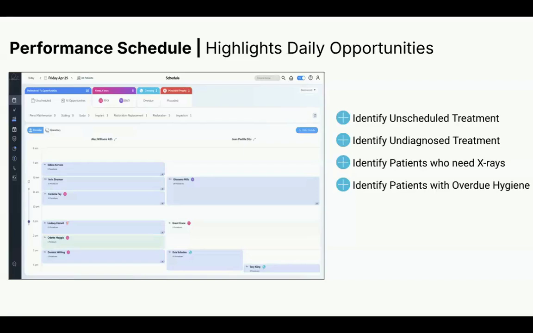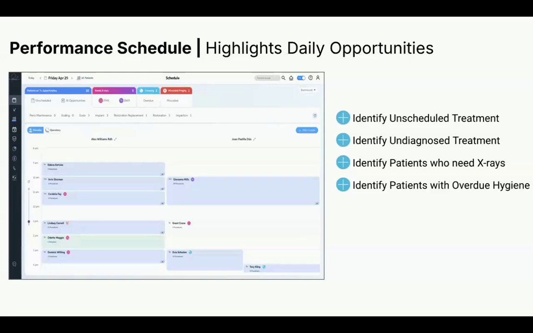Then there's going to be a button you click. We stop at the front desk. We'll highlight that schedule. That's done for you. Who needs x-rays? That's done. And also, who has undiagnosed dentistry on their last x-rays? So I want you to think about this being your virtual AI assistant.